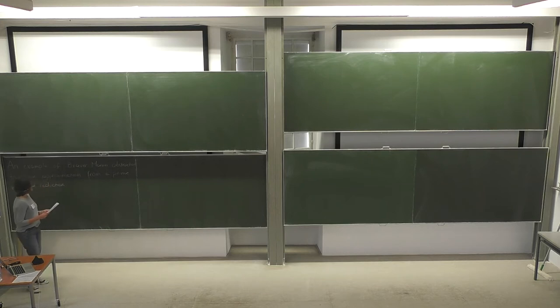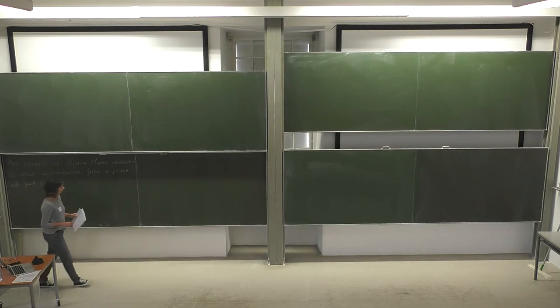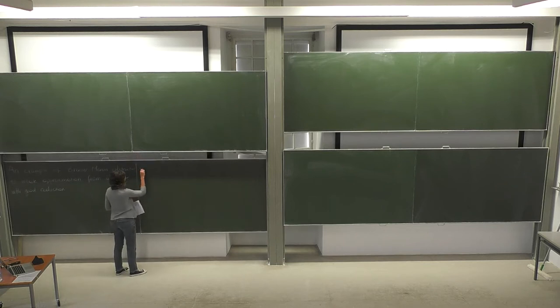Today I will talk about an example of Brauer Manin obstruction to weak approximation that comes from a prime with good reduction. In the first part of the talk, I will introduce some tools needed to understand what the Brauer Manin obstruction is. And then I will talk about my example and give some motivation behind this example. Okay, I will start by fixing some notation.